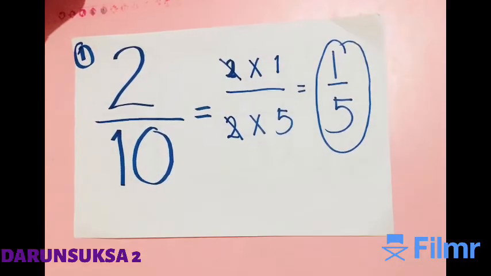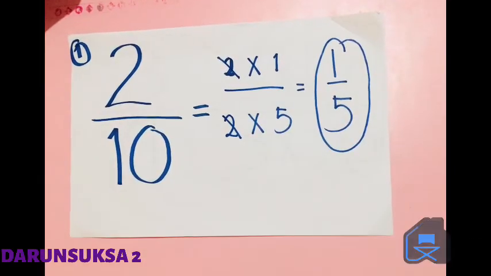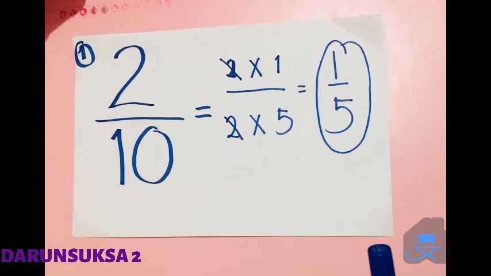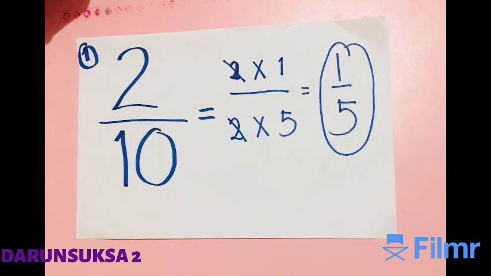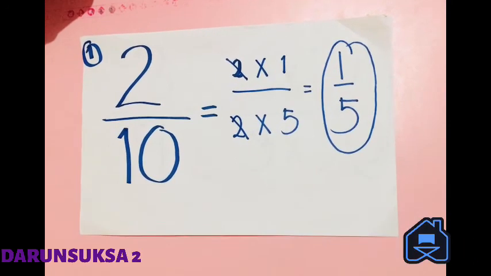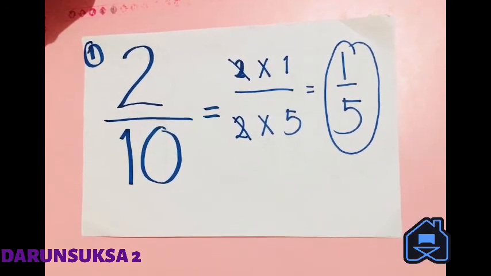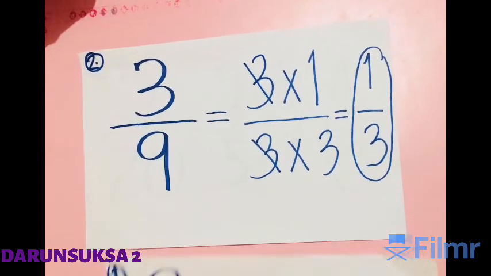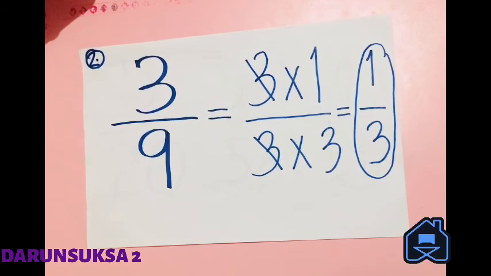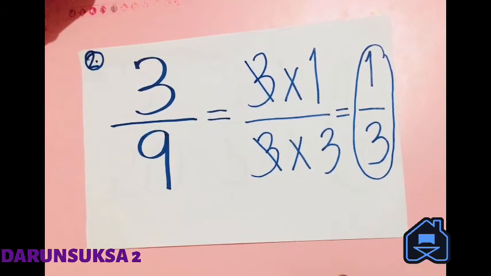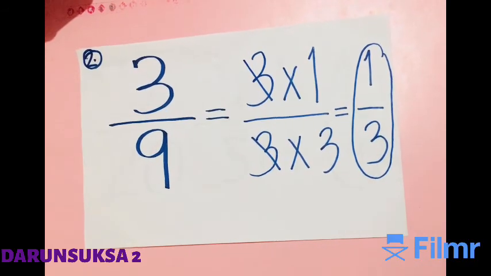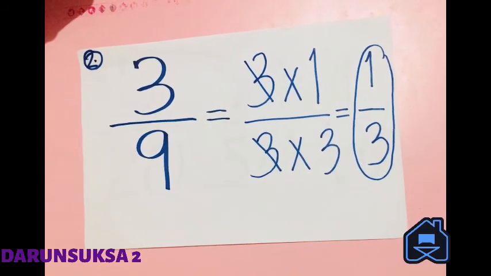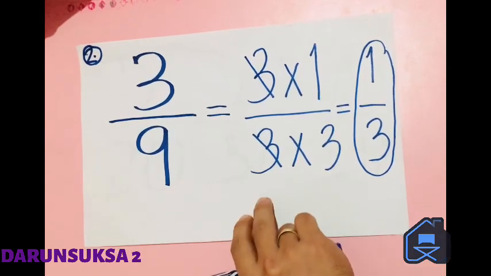Okay, let's check. Number 1, 2/10. So the answer is 1/5. Are you correct? Number 2, 3/9. So the answer for 3/9 is 1/3. Are you correct? Okay, let's go on.